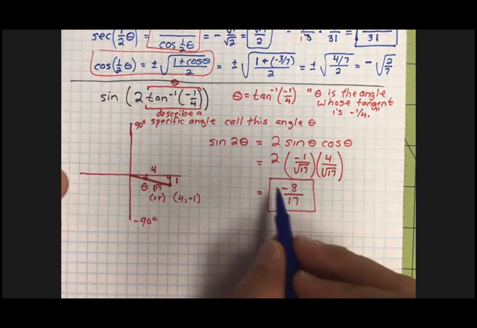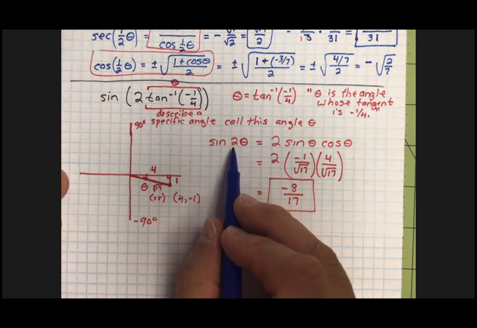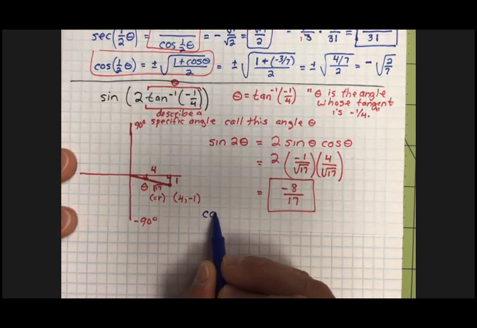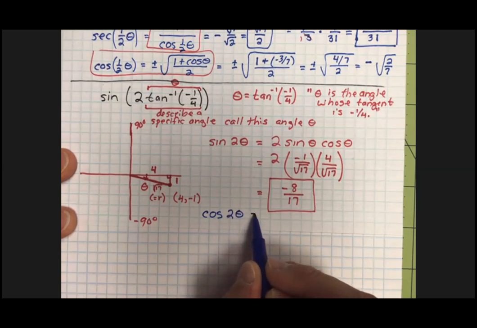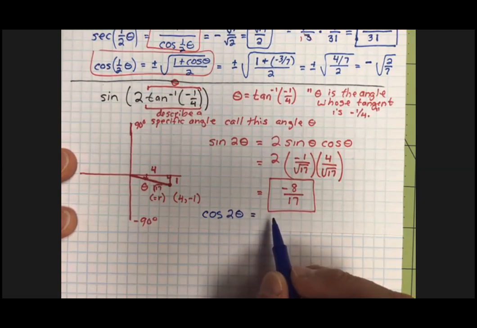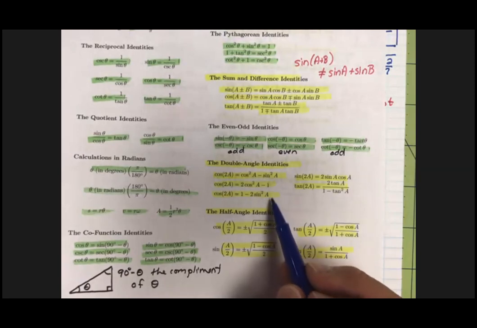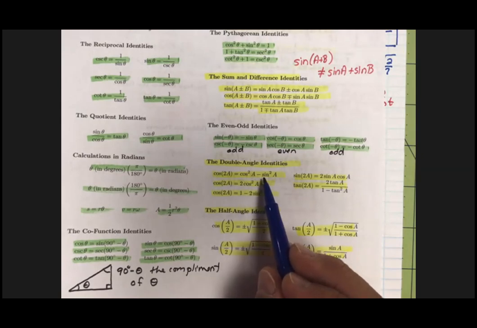Now, I could also work out the cosine of 2 theta. And then I could work out all the other 6 values. Why don't we try that? What's the cosine of twice theta? Well, according to my identities, I have 3 choices for cosine of 2 theta, right? I'll take the first one. Cos squared theta minus sine squared theta.